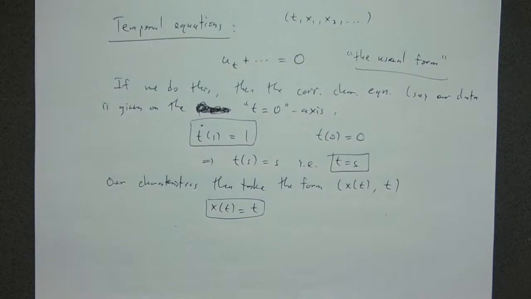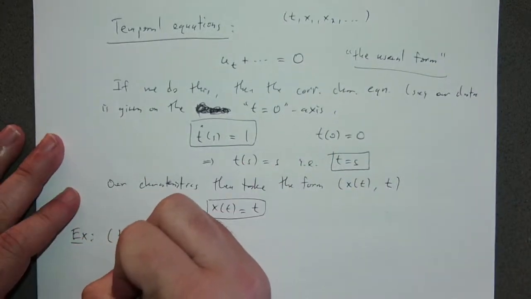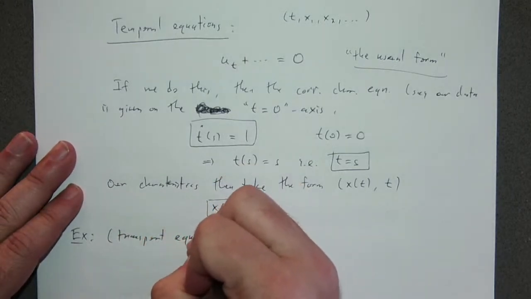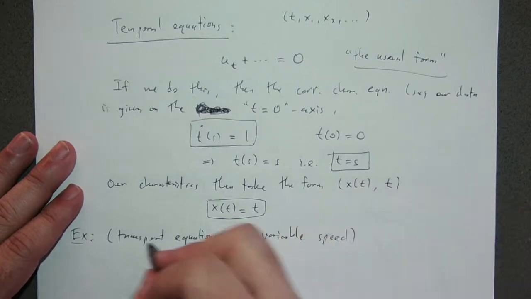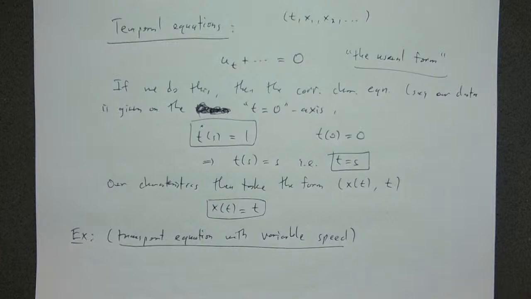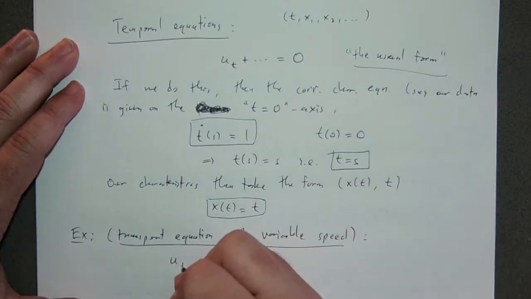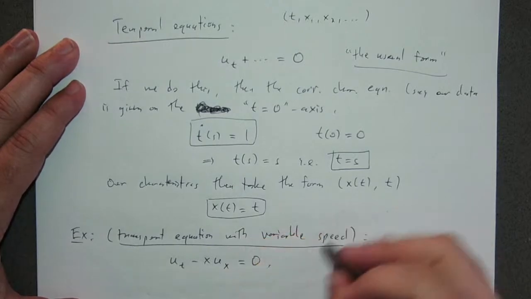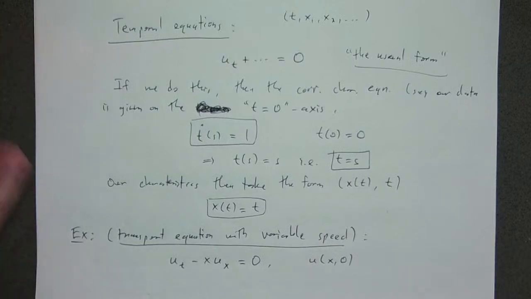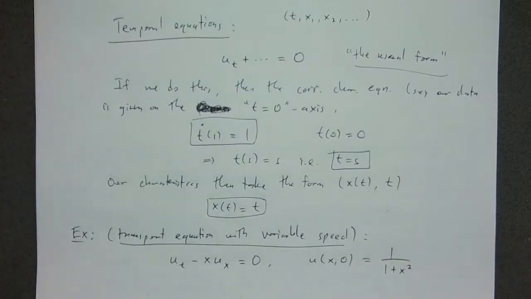So for instance, let's do an example here. This is transport equation with variable speed. Okay, so let's consider the following. Consider the PDE, u sub t minus x u sub x is equal to 0. And we'll say that our initial data here is this function 1 over 1 plus x squared.